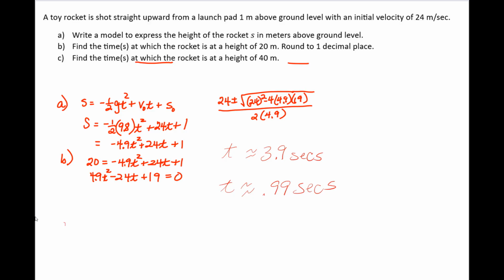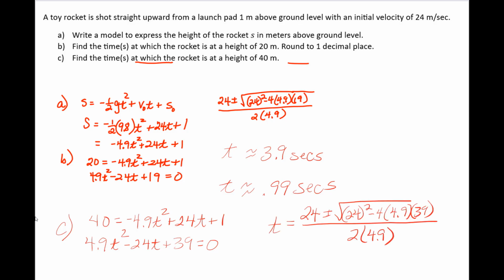Part C wants to know at what times will it be 40 meters above the ground. So it's the same equation, except that now it equals 40. So writing the equation out and then getting everything on one side of the equation again, we would have 4.9t squared minus 24t plus 39 equals 0. So we need to put that into the quadratic formula again. And so now I'm going to punch that into the calculator again.